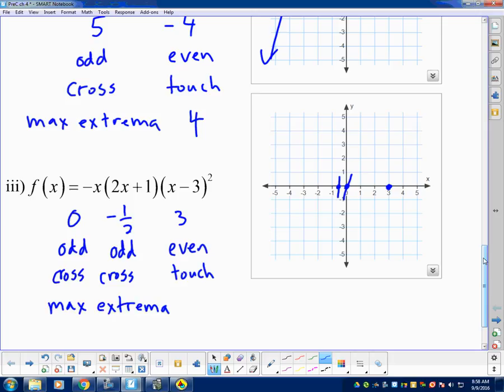First of all, what's our degree? We have 2 plus 1 plus 1, so the degree is 4. So max extrema would be 3, and it's even, so in the end they're going to go in the same direction. Which direction are they going to go based on this coefficient out here? Is it negative? They're going to both go down. So in the end here, down and down.